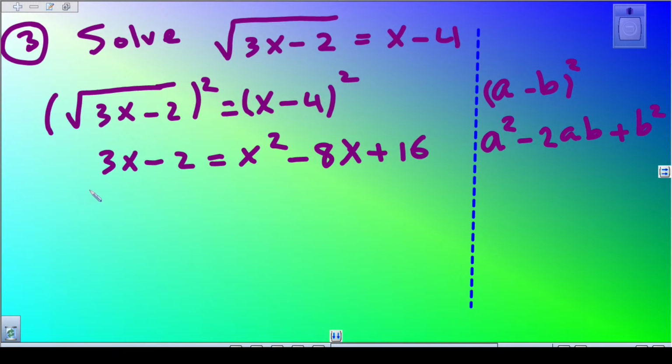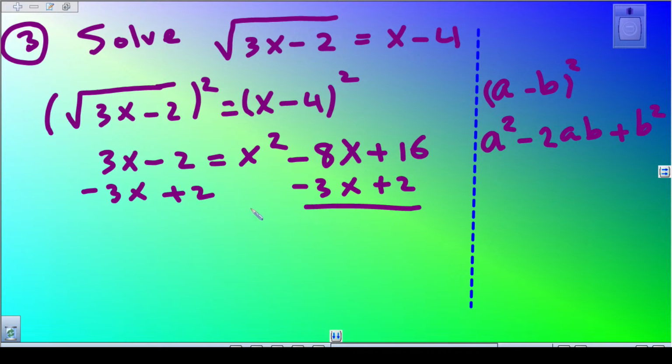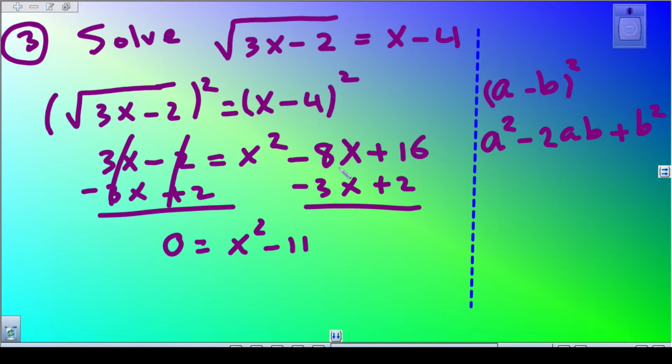So I'm going to, in this case, subtract 3x from both sides. I'm also going to add a 2 to both sides in one step. If you're not used to doing both of them in one step, then just do them separately. This is going to go bye-bye. This is going to go bye-bye, leaving me with 0 equals x squared. That's going to be a negative 11. Negative 8 minus 3 is negative 11x. And 16 plus 2 is 18.